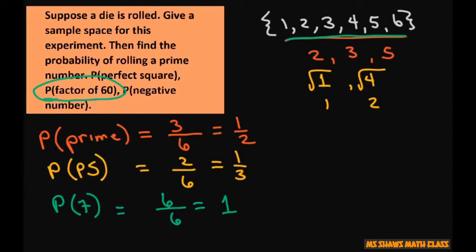And then for the probability of a negative number, there are no negative numbers. So the probability of a negative number is going to be 0 divided by 6, which is 0.